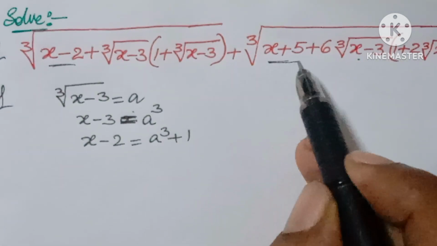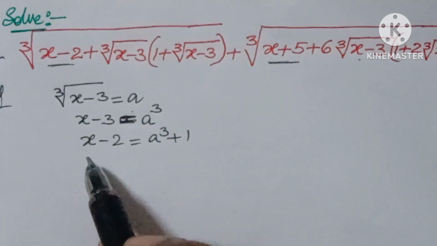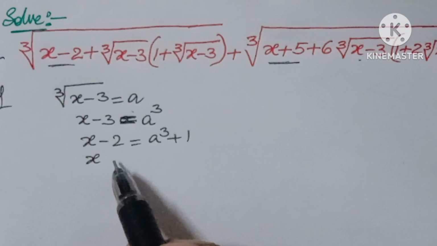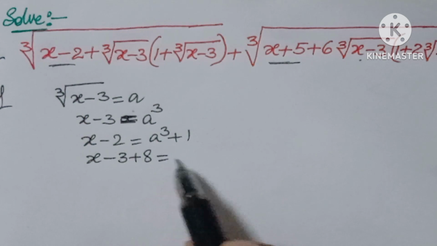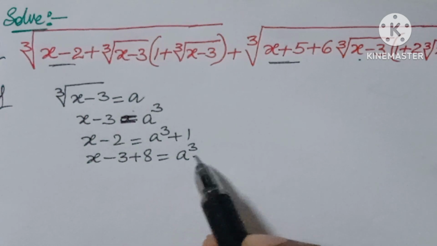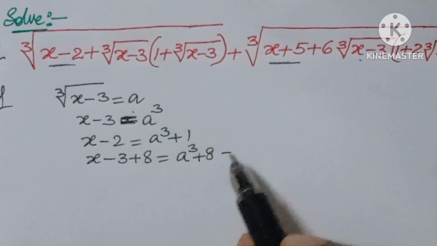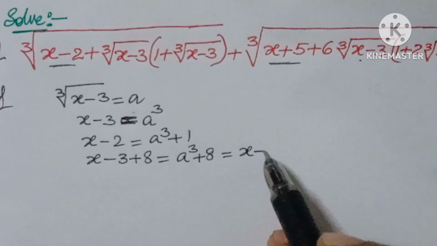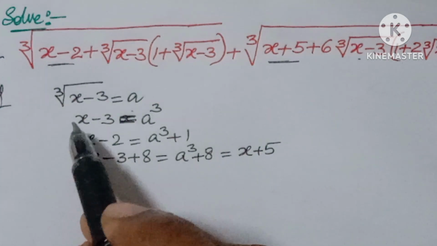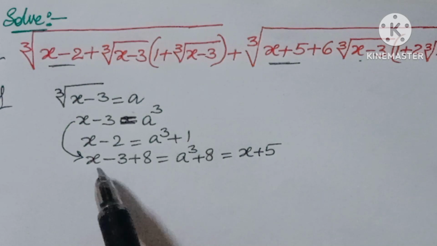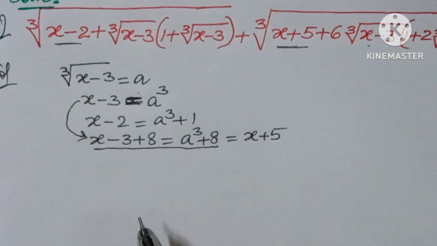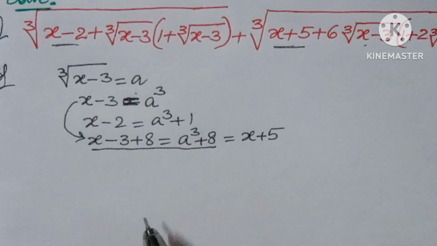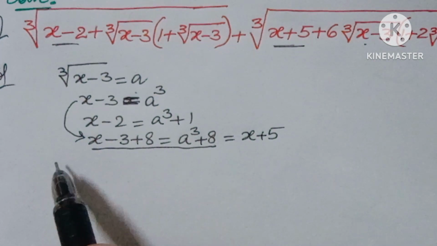Now another value that is required is x plus 5. So here adding 8 on both sides, a cube plus 8 is equal to x plus 5. In this we are adding 8 on both sides. So the required values you got. Now I am going to substitute these values.